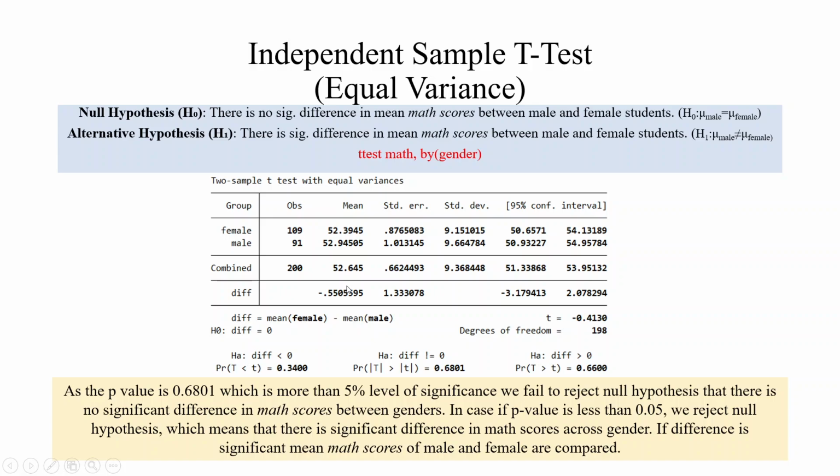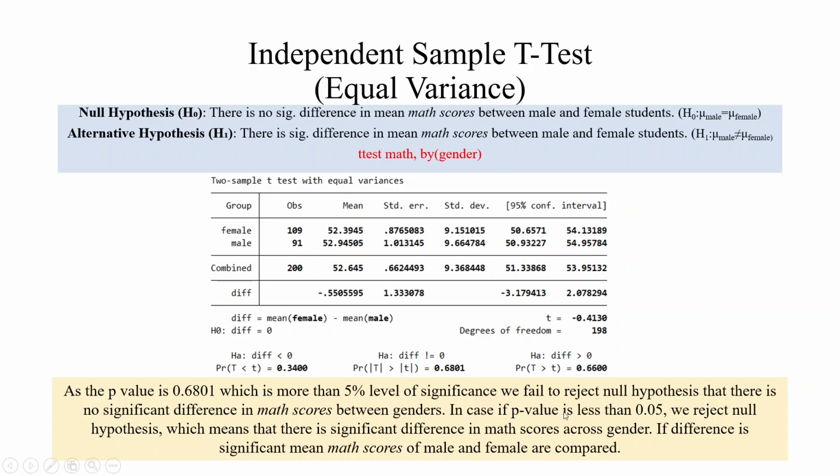Now what does it mean? It means that the average of male is equal to average of female. The difference is not so large. This we can further confirm by just observing the female mean 52.39. So this is the average math score of female, and this is the average score of male. And just see the difference, it is very, very less. The difference is very less, almost negligible.